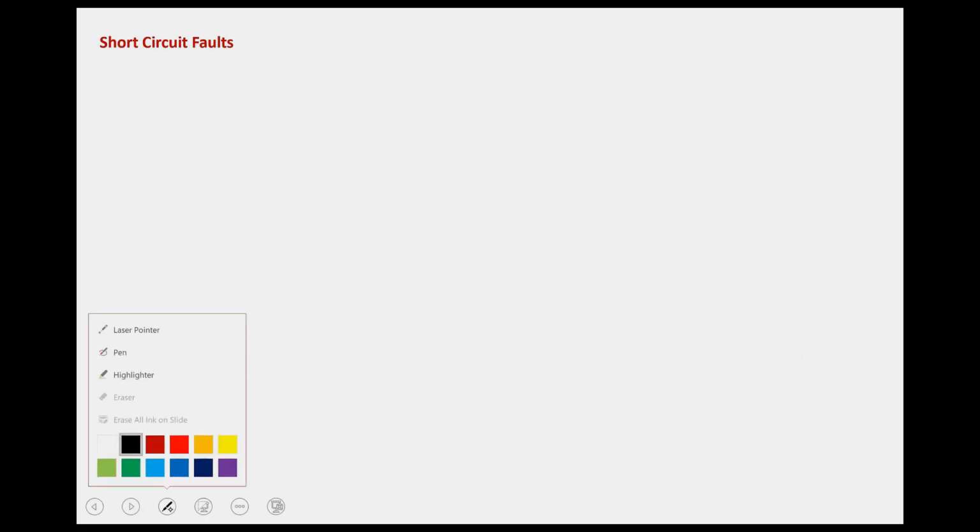Next, short circuit faults. Again, the short circuit faults are classified into symmetrical and unsymmetrical short circuit faults. Symmetrical means balanced, and unsymmetrical means unbalanced.